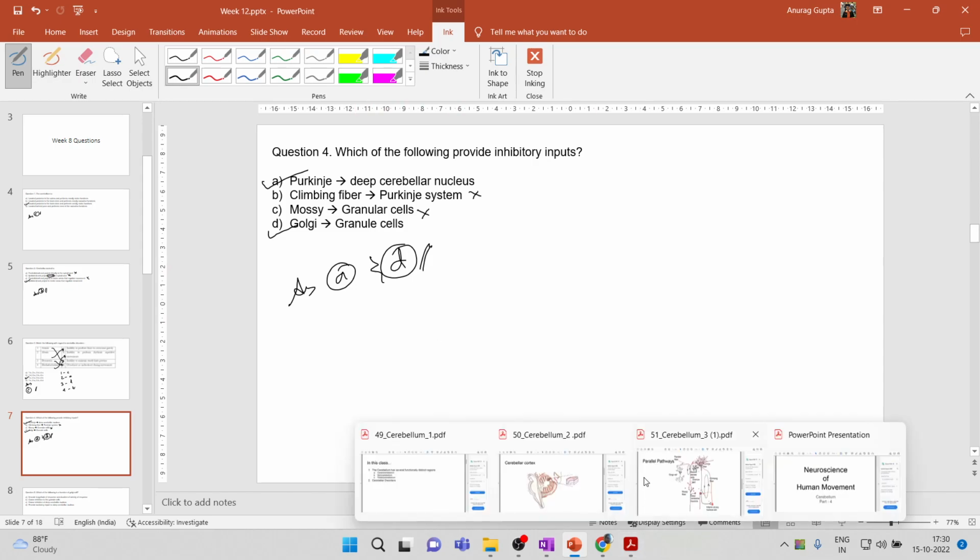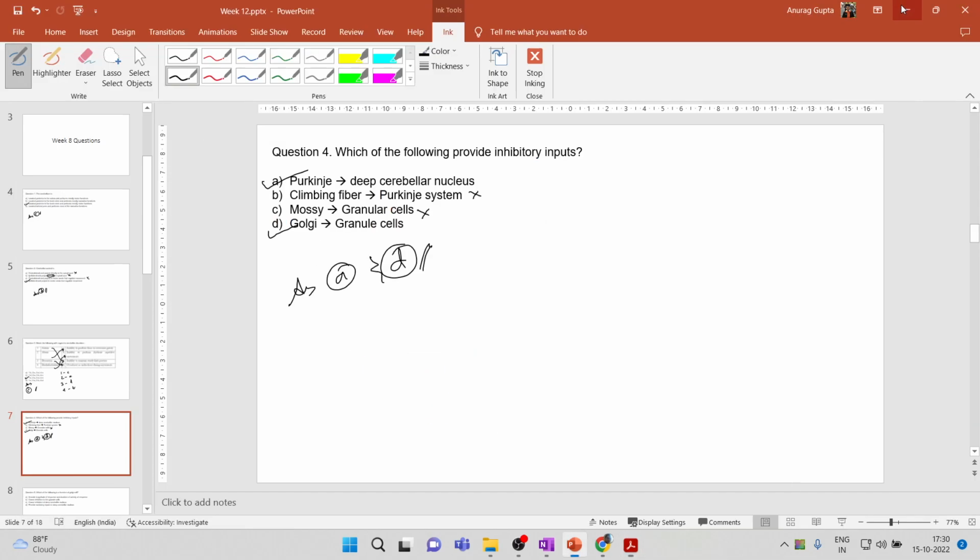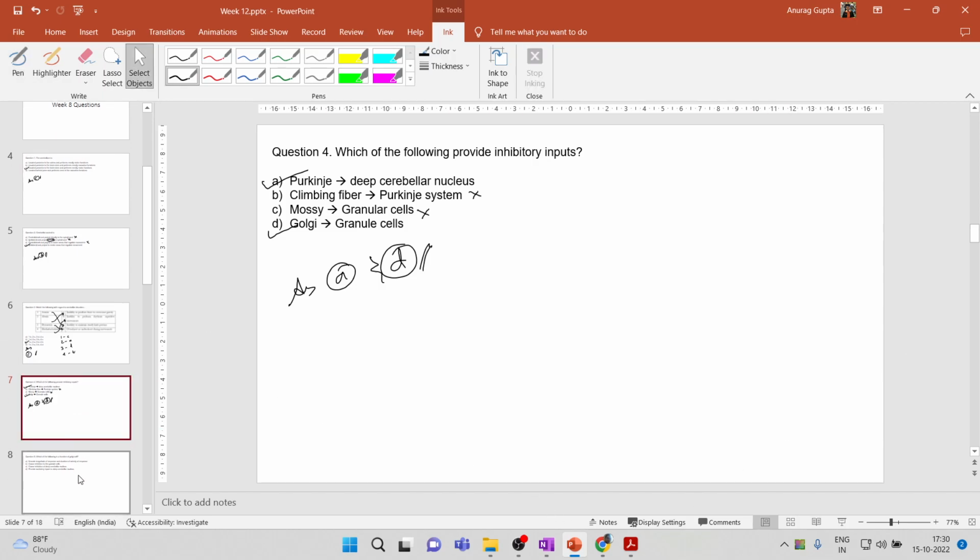So let me just go back here. So these are Golgi cells, and they provide inhibition. It's not properly shown here, but they get excited by the mossy fibers, and when they get excited by the mossy fibers, they cause inhibition in the granule cells. So there are various levels of excitation, inhibition, and control that are happening. The answer is A and D. Let us go to the next question.